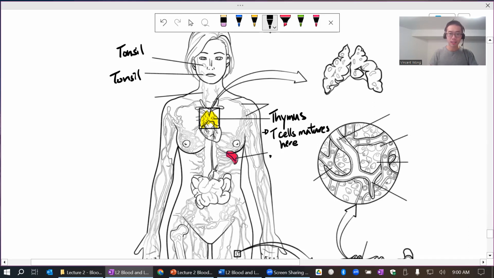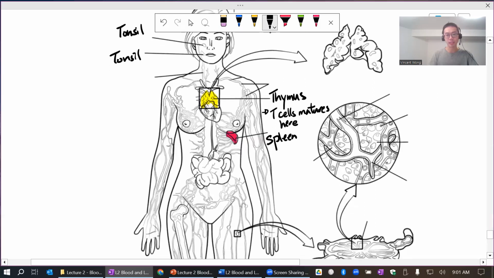Spleen? Very good. That's the spleen. Again, like the tonsil and the thymus, it has a bunch of white cells that help you screen for pathogens. But the spleen also helps you store a little bit of blood. If you're bleeding out, to maintain blood pressure, the spleen can squeeze out some blood for you. You can also live without your spleen. Splenectomy is when you remove your spleen.